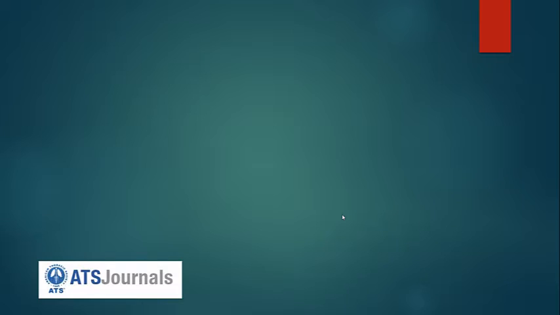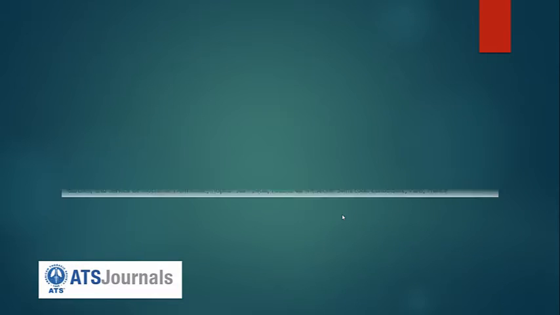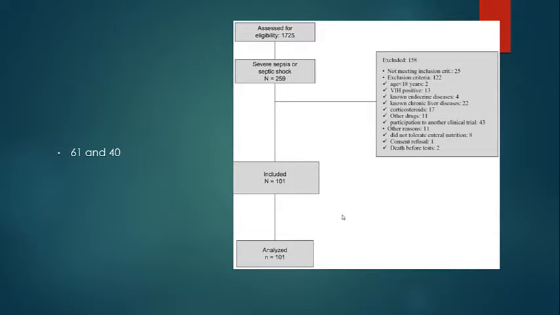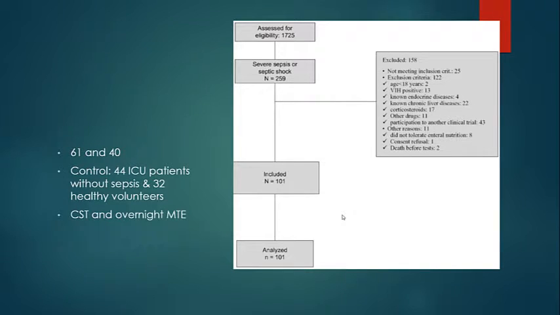In 2006, Dr. Anand published this study, which is diagnosis of adrenal insufficiency in severe sepsis and septic shock. And they basically looked at two different cohort studies. In the first study, they looked at a total of 61 and 41 patients, a total of 101 patients. And they had a control group, which was a total of 44 ICU patients without sepsis and 32 healthy volunteers. And how did they test?